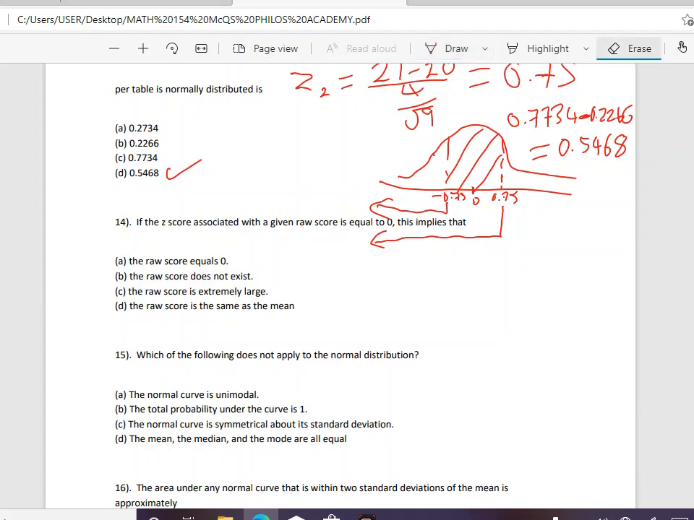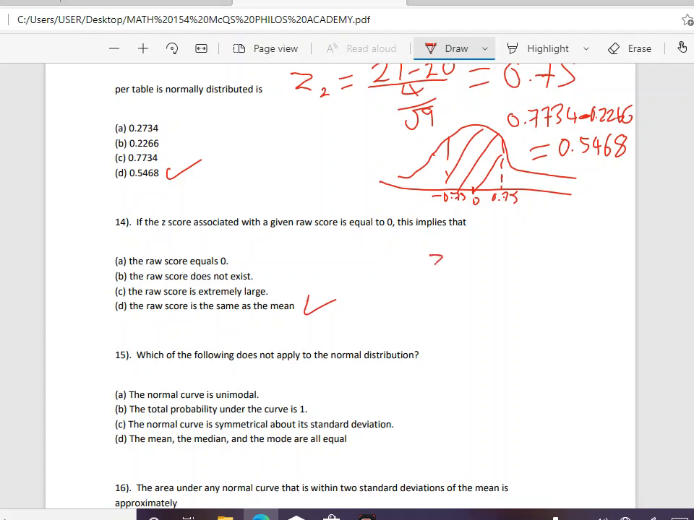So question 14. Question 14 says, if the z-score associated with a given raw score is equal to 0, then this implies that... Now when you see any question like this, the answer is D. The raw score is the same as the mean. Whenever a raw score is equal to the mean, you are going to get the z-score to be 0.